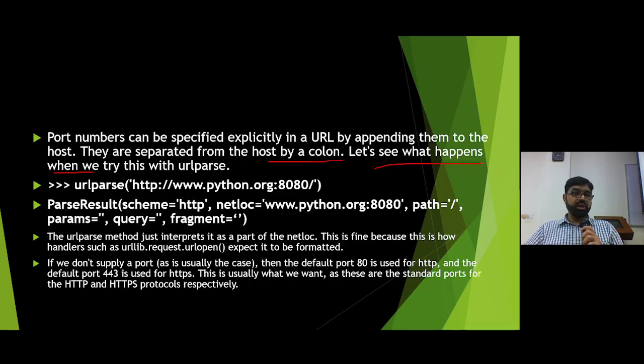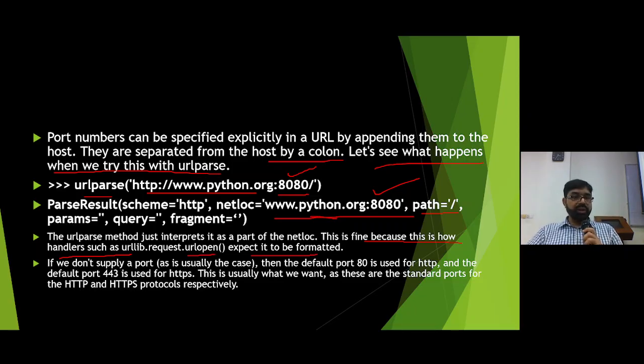Let's see what happens when we parse, suppose, urlparse http://python.org:8080. This 8080 is basically the port number. So ParseResult scheme http, netloc python.org:8080. You see the port number is part of the netloc, then the path is forward slash, and the rest, the urlparse method just interprets as part of the netloc. And this is fine because it's how handlers such as urllib.request.urlopen accept it, formatted this way.